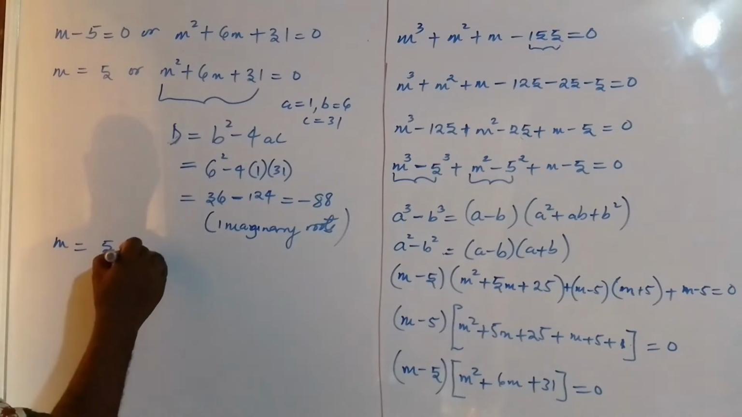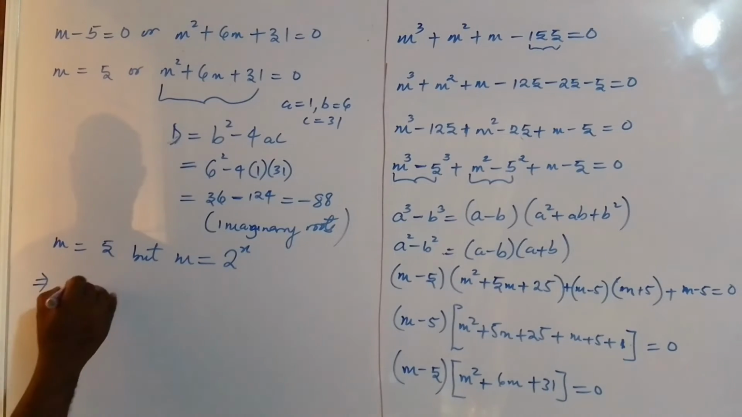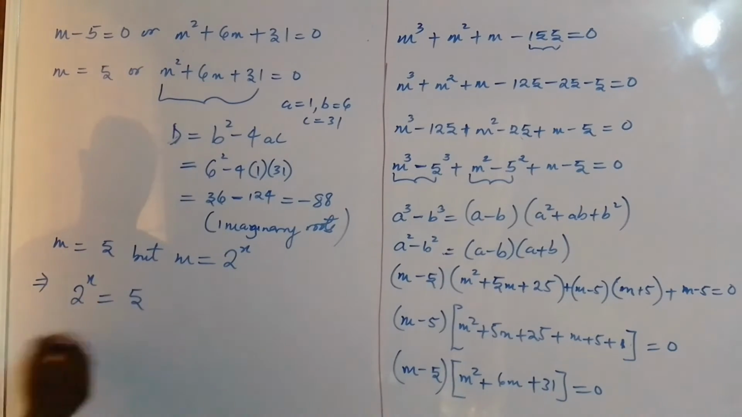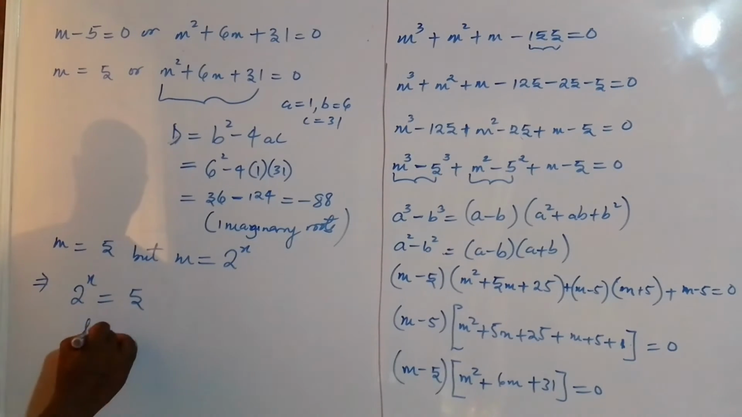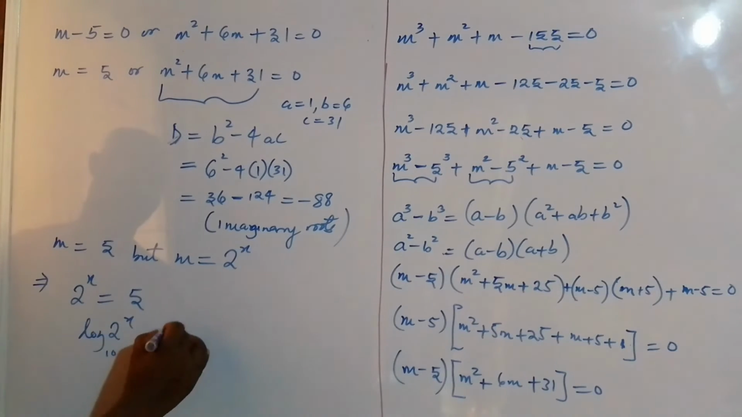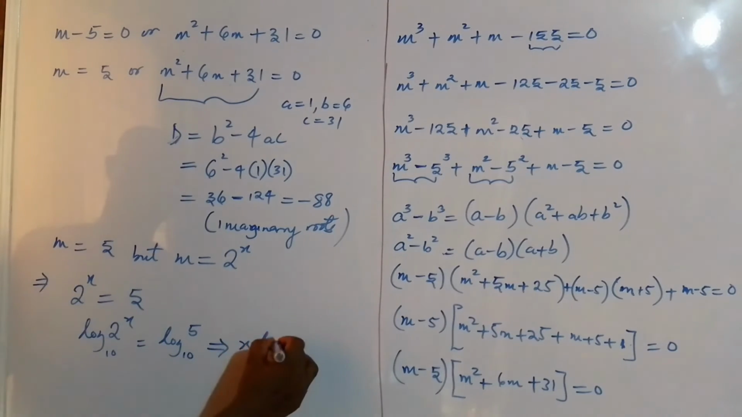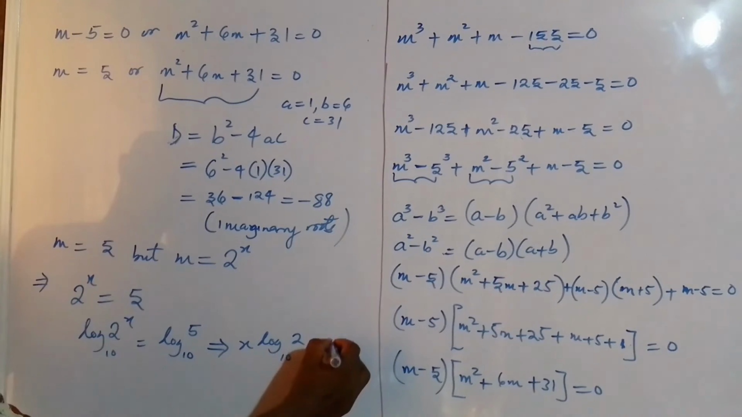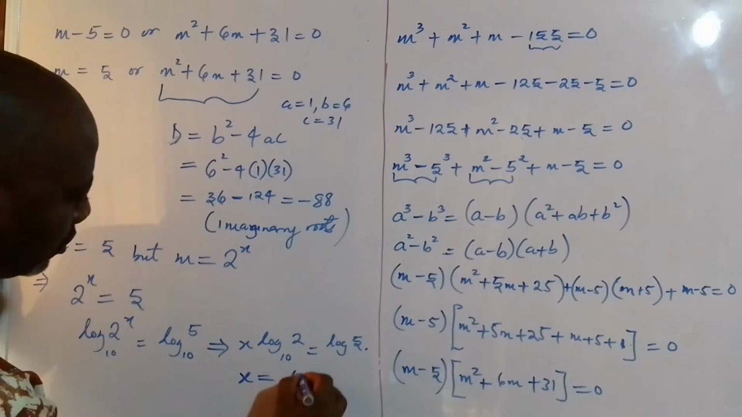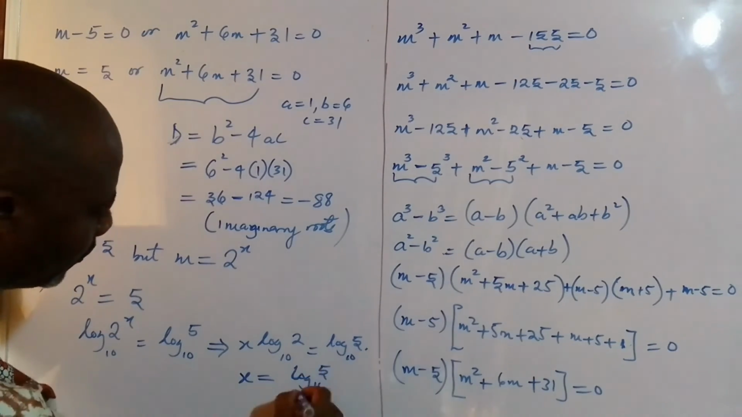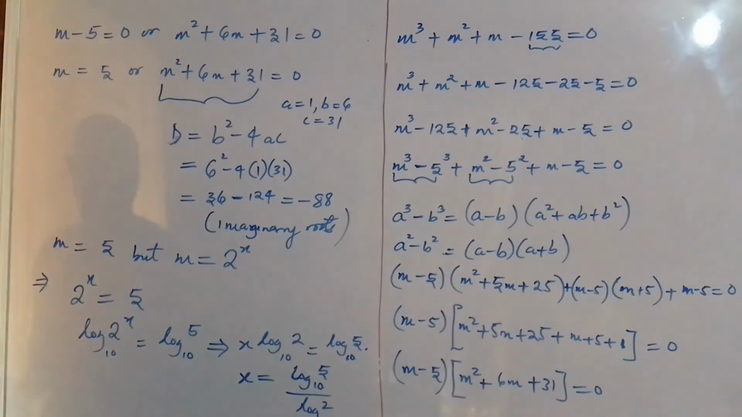But m is also equal to 2 to the power of x. Therefore, this implies that 2 to the power of x equals 5. If we solve this by log, let's take common log to both sides, to base 10. So we have log of 2 to the power of x base 10 equal to log 5 to base 10. This is the same thing as saying x log 2 base 10 equals log 5. So x will be equal to log 5 base 10 all over log 2 base 10.